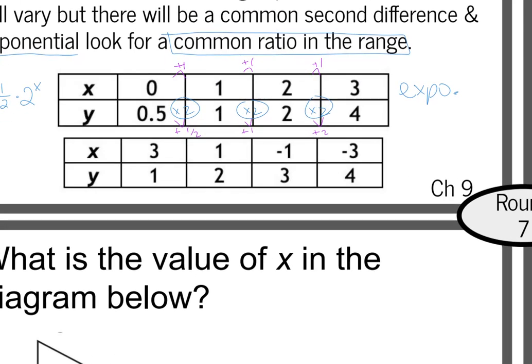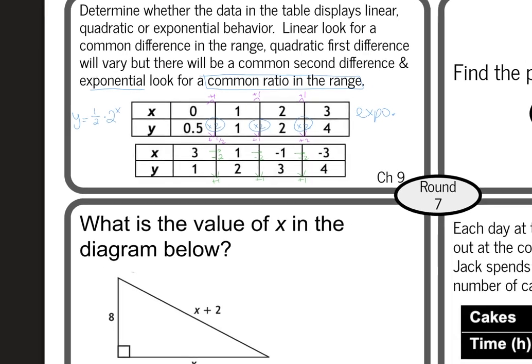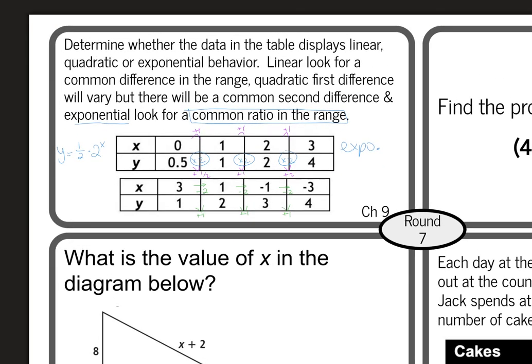So the x's, looks like they're going down by 2 each time. Down 2, down 2, down 2. And the y's are going up by 1. Okay? So this is linear because we have a slope. It is negative 1/2. And I guess technically it has a common difference as well.